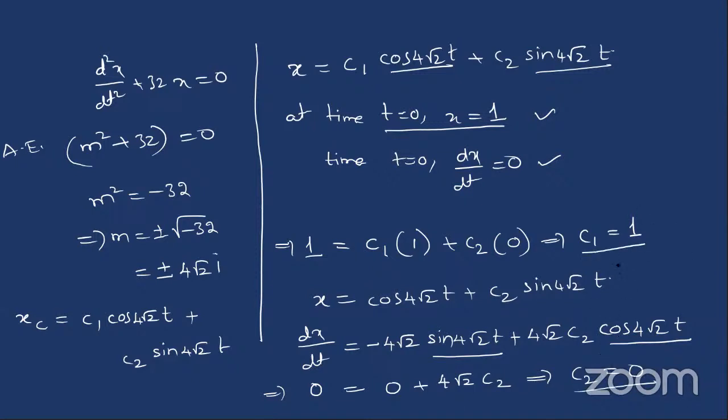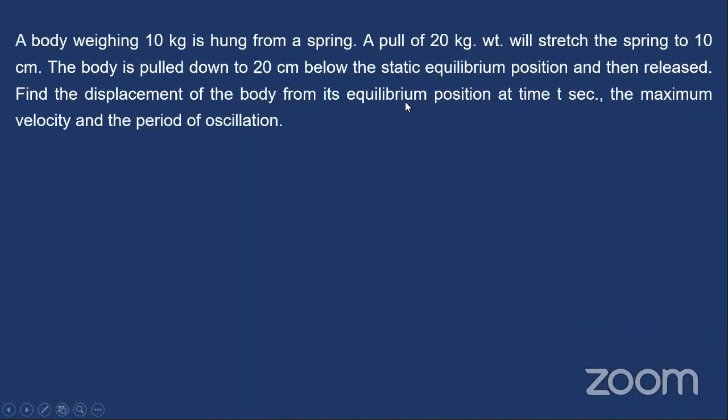Now let us substitute these two values in the solution we got earlier. The solution we got is x is equal to C1 cos 4 root 2 t plus C2 sine 4 root 2 t. And in this, I'm substituting C1 equal to 1 and C2 equal to 0. That's how you can see we get the solution x as only this much.